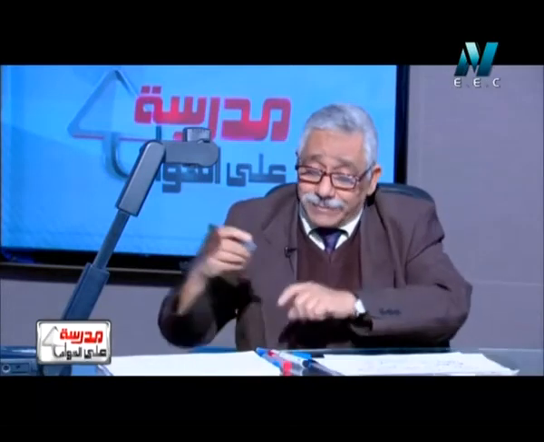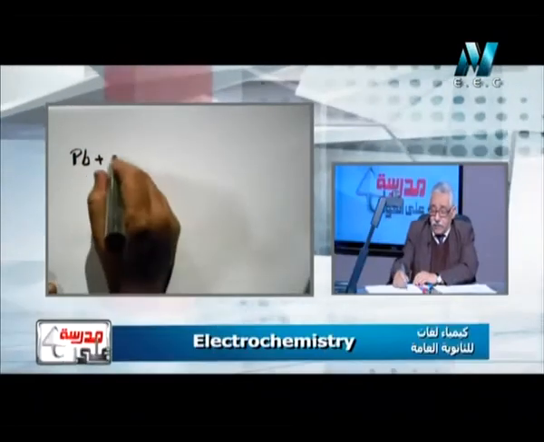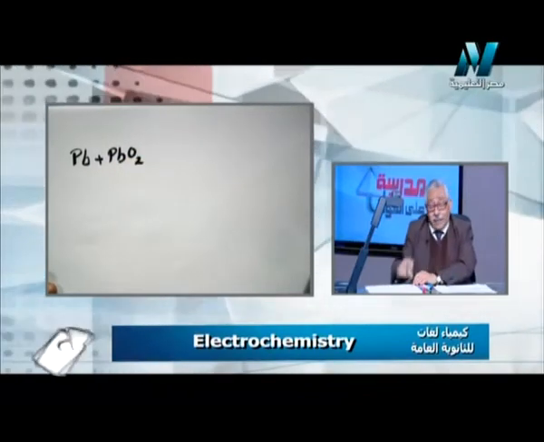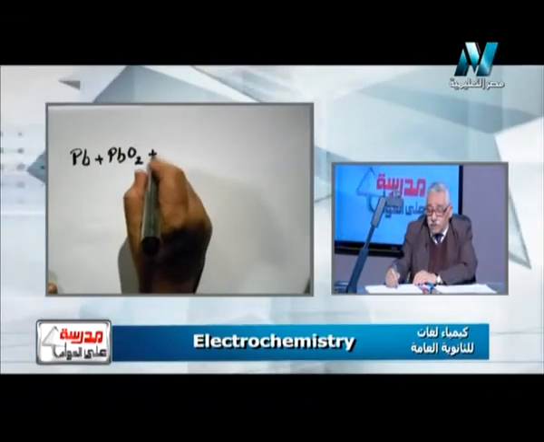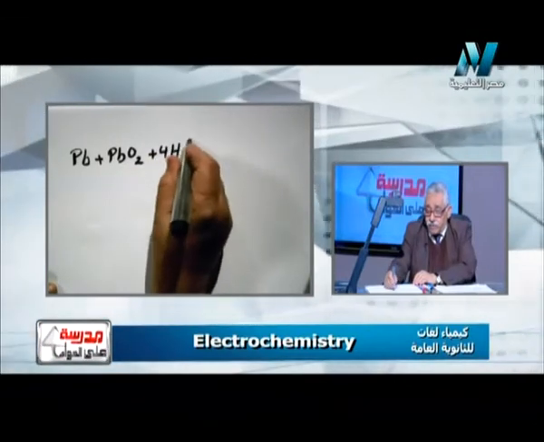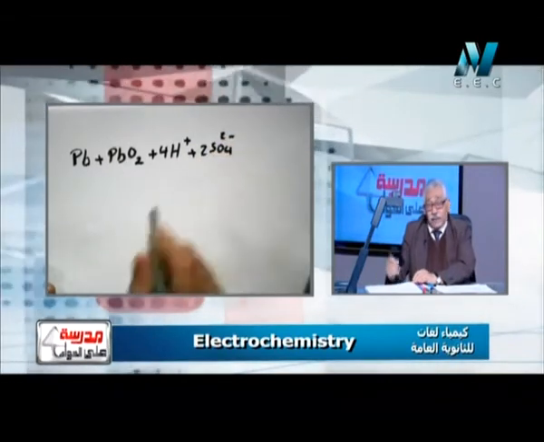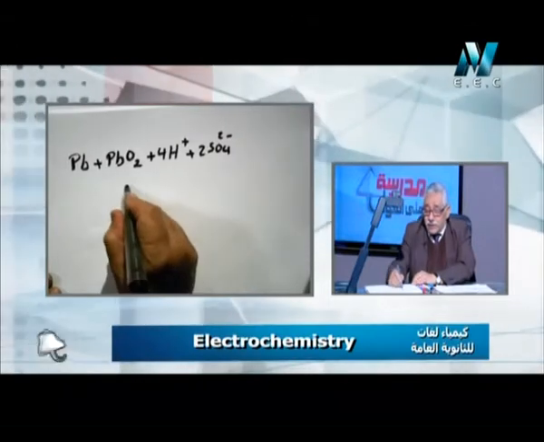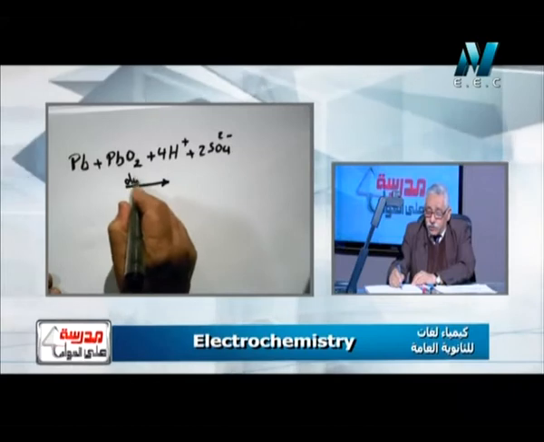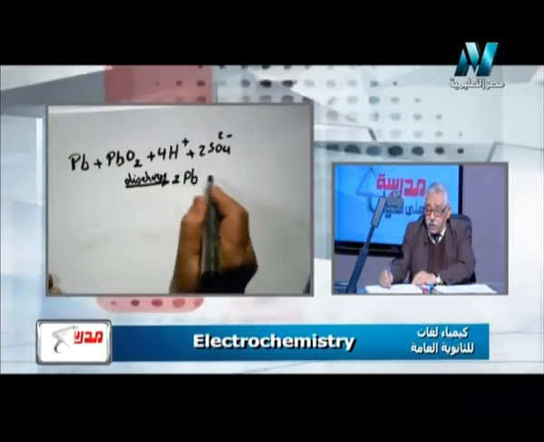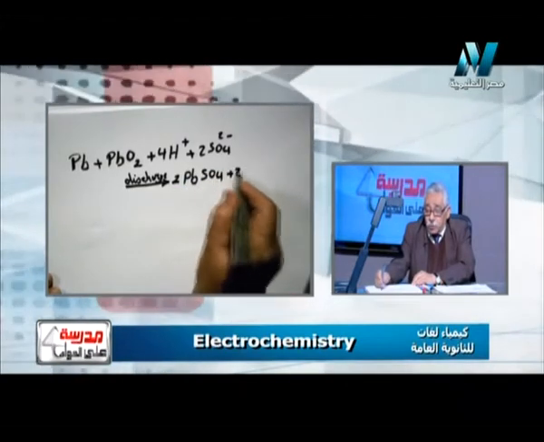So the total reaction will be Pb plus PbO2, lead anode, lead dioxide cathode, plus 4H positive plus 2SO4 negative 2. These are the ions of the sulfuric acid. This is called discharge. It gives 2 PbSO4 plus 2 molecules of water.